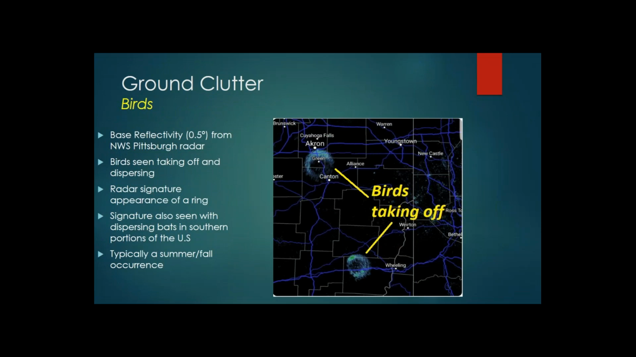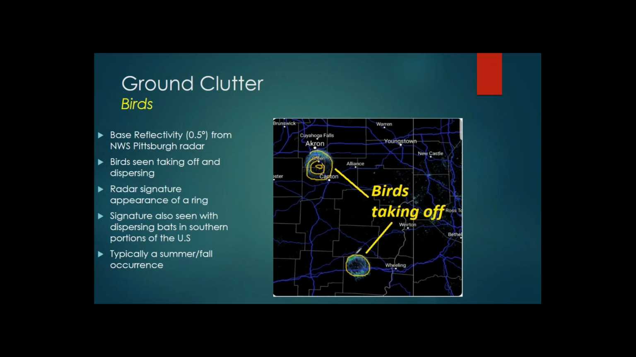Then finally, we have things as interesting as birds and insects, often seen in the summer and fall months where birds are near lakes or ponds, and in the morning or evenings when they disperse out for their nightly feeding or their morning feeding to go out to forage. You'll see these balls form over these lake areas and then just expand. It'll start as a small little ring, and then over a period of about 30 minutes, it expands into these big ring signatures.